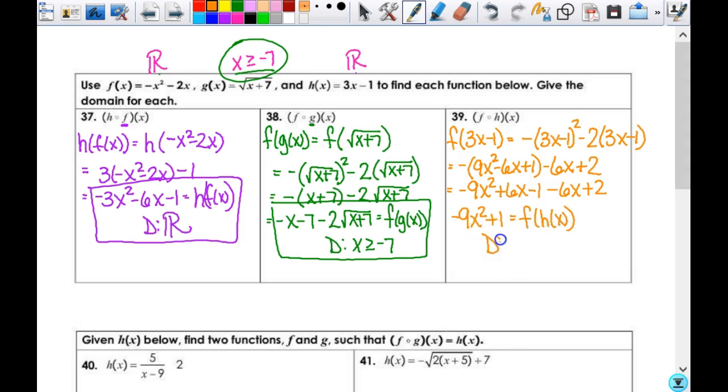So the domain then is the domain of h, which is this right here, as long as all the outputs live in this domain. They're both all real numbers, and if they're both all real numbers, then your domain is all real numbers. And there you go.